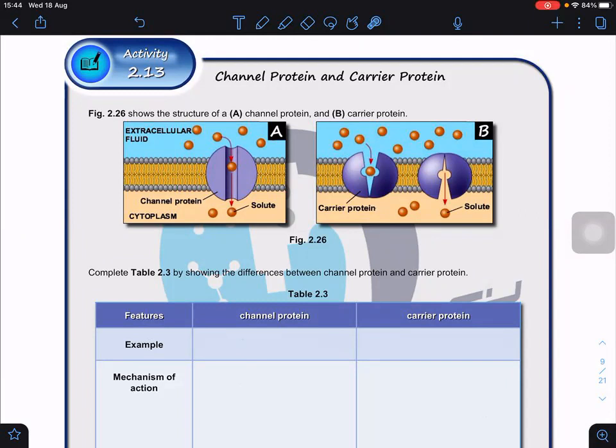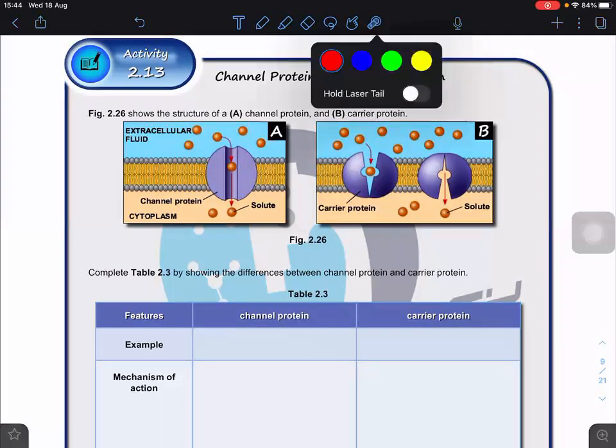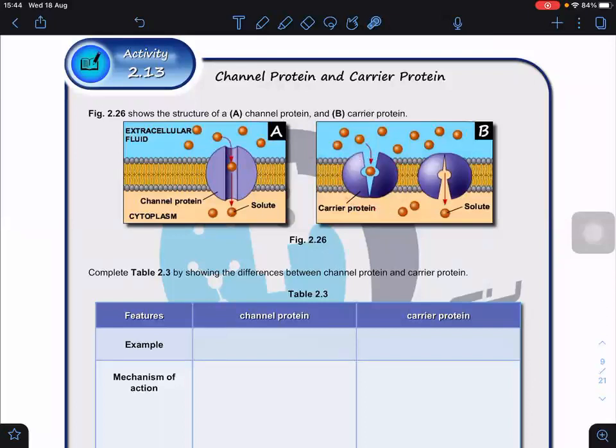Are you clear? So for large particles, for example glucose and amino acids, we're going to use a carrier protein. So what's the difference between these two? Generally, channel protein or pore protein, the shape is fixed. They don't change the shape. They provide a channel for particles to pass through. Can you see that? If you look at my hand here, it's a channel to pass through. So they don't change the shape.